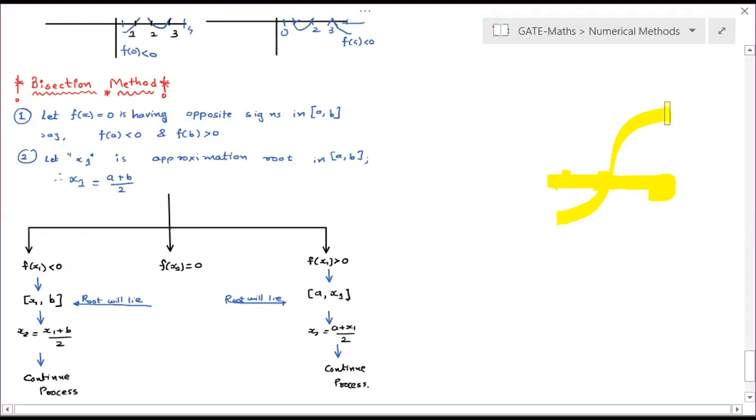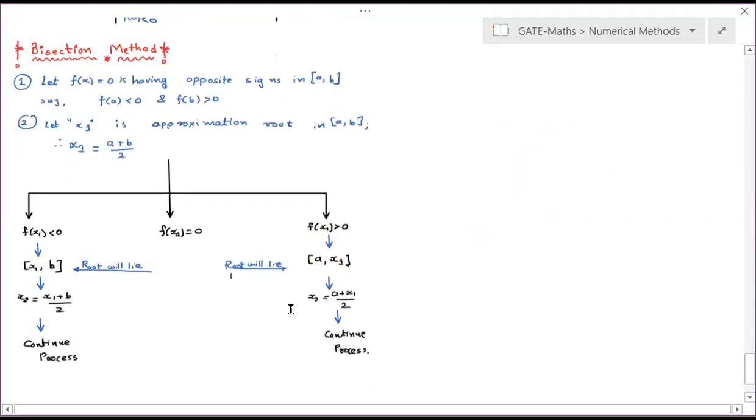And at b it is positive. So if here it is negative, then my next root will lie between x1 to b. Is it clear now? In the same way, suppose here my function is positive, so its graph will be like this. If your function is positive, then your root will lie between a to x1, so your next interval will be a to x1.